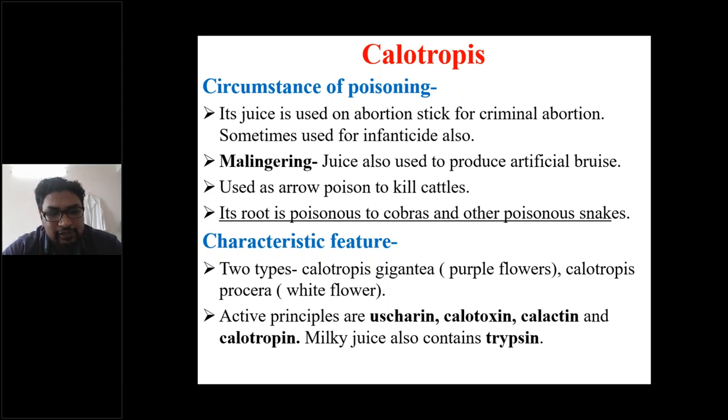The active principles present in Calotropis are uscharin, calotoxin, calactin, and calotropin. The milky juice also contains a proteolytic enzyme. Active principles are very important: uscharin, calotoxin, calactin, and calotropin.